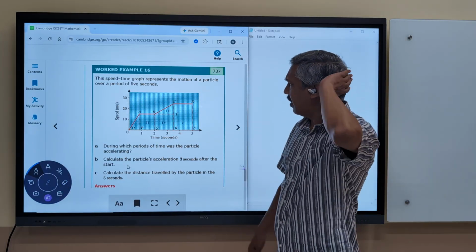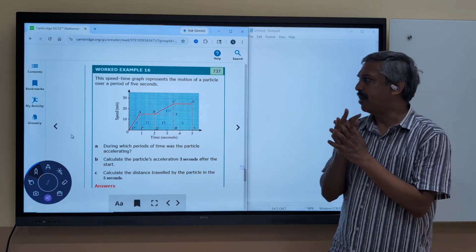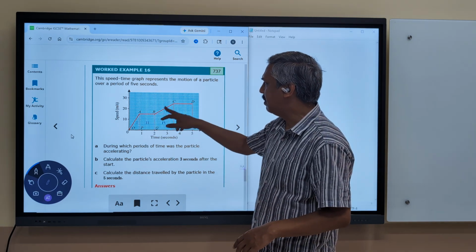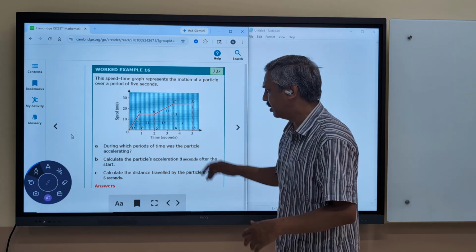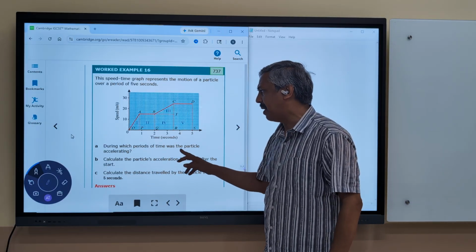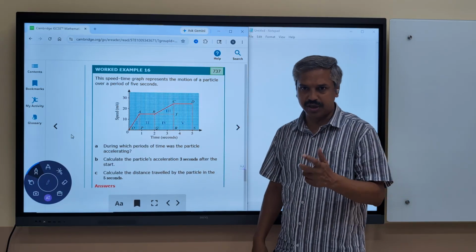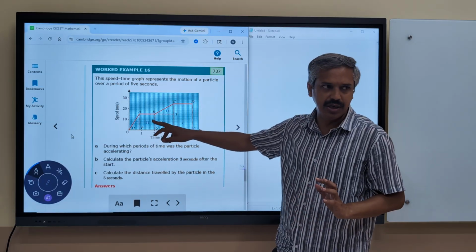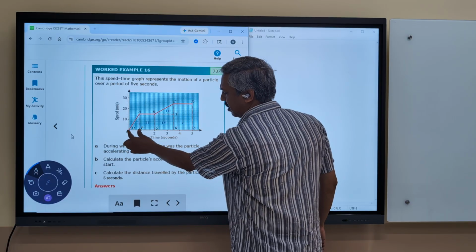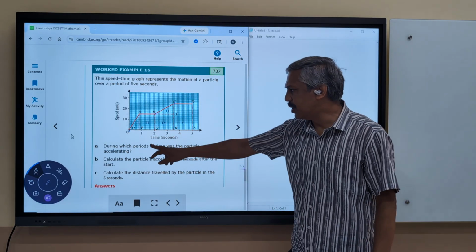Yeah. The speed time graph represents the motion of a particle over the period of 5 seconds. From O to A to B, B to C, C to D, over the 5 seconds. During which periods of time was the particle accelerating? Accelerating is the speed being not constant. The speed must be increasing or changing. The speed is changing from O to A. So this is the first point. Second is from B to C. It is also changing. So during which periods?